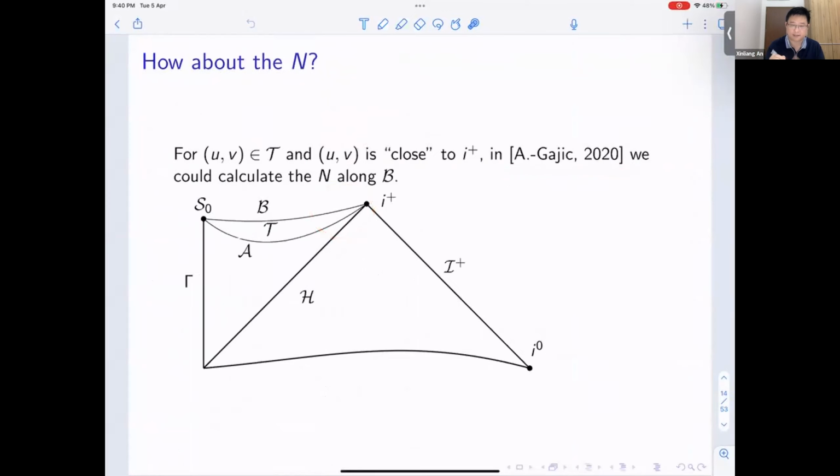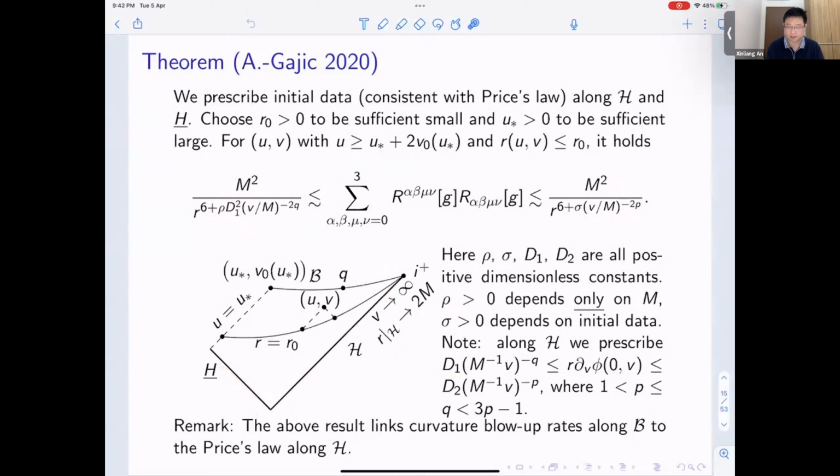This D1 is related to the Price law, because along the event horizon, we prescribe initial data which is related to the Price law, which is these terms, we have the leading behavior and with the sum. So here both D1 and D2 are positive, and the P and the Q satisfy the following assumption. So the blow-up result links the curvature blow-up rate to the Price law along the event horizon.